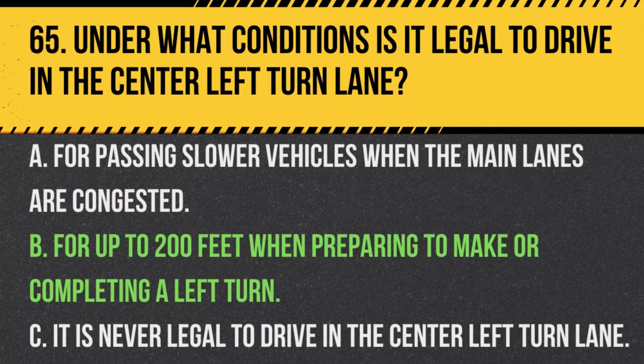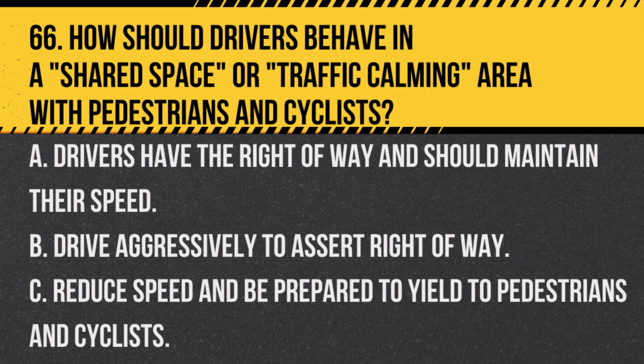Answer B. For up to 200 feet when preparing to make or completing a left turn. This lane is specifically designated for drivers making left turns and can be used for entering or exiting left turns. Question 66. How should drivers behave in a shared space or traffic calming area with pedestrians and cyclists? A. Drivers have the right of way and should maintain their speed. B. Drive aggressively to assert right of way. C. Reduce speed and be prepared to yield to pedestrians and cyclists.